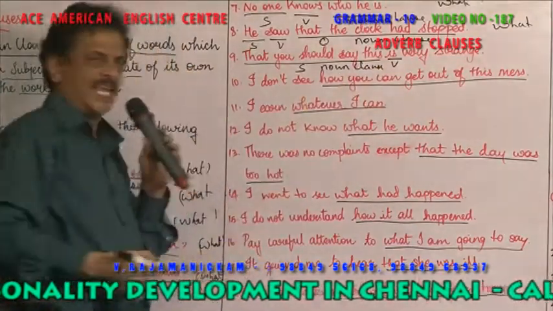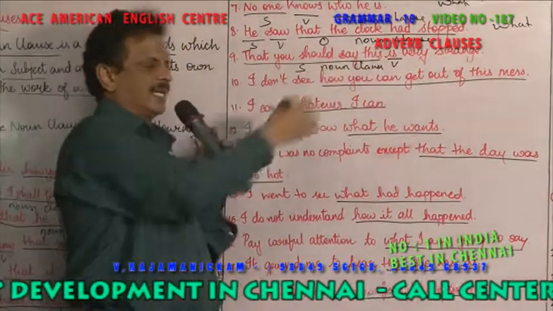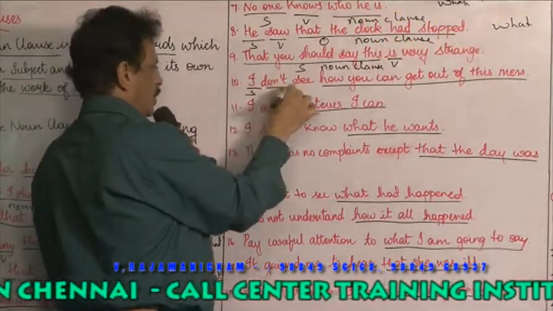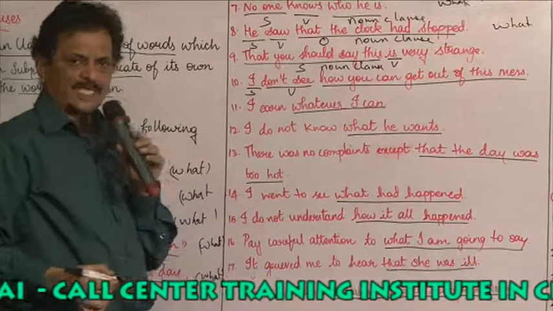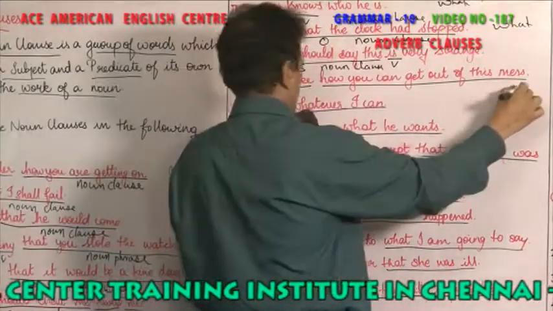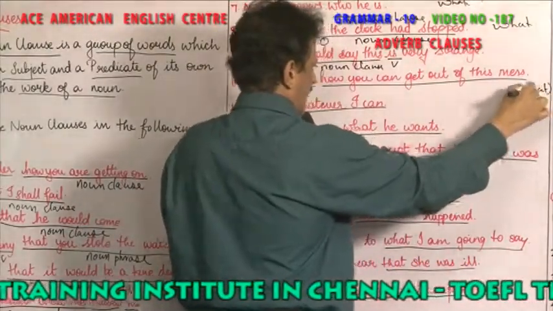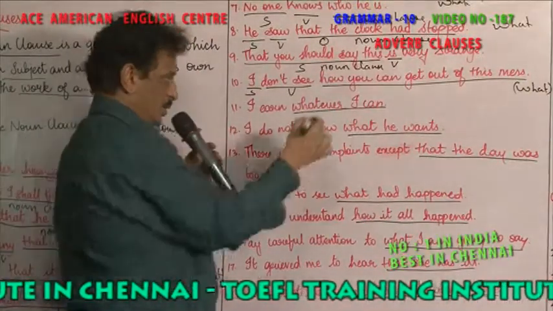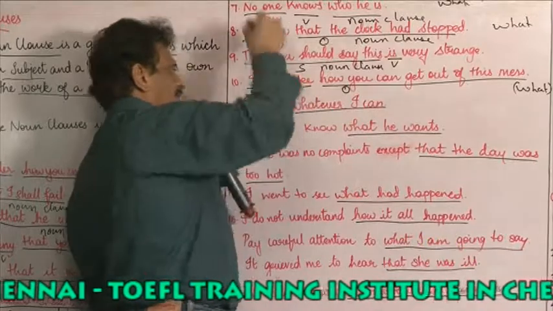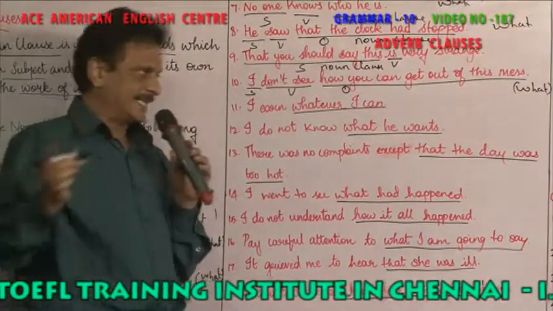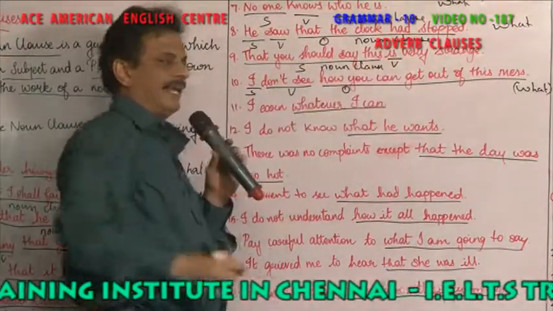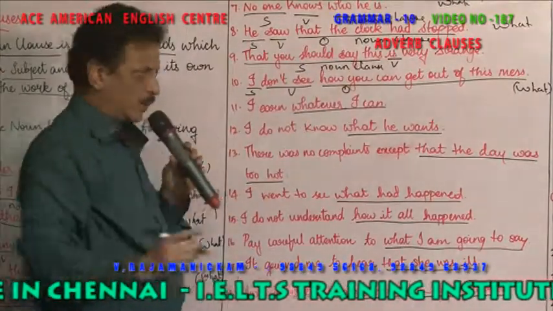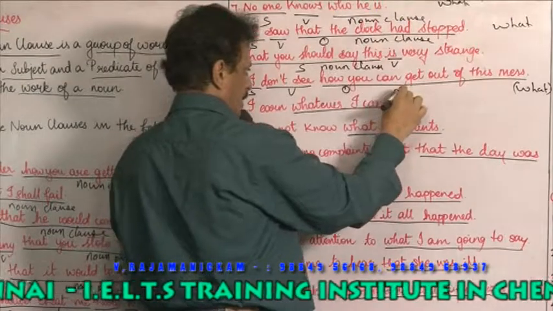I don't see how you can get out of this mess. So the subject is I, don't see is the verb. You ask a question to the verb: what? Don't see what? How you can get out of this mess. So this is the object sentence of the verb don't see. It comes with a subject and a predicate. So this does the function of a noun, so it is called a noun clause.